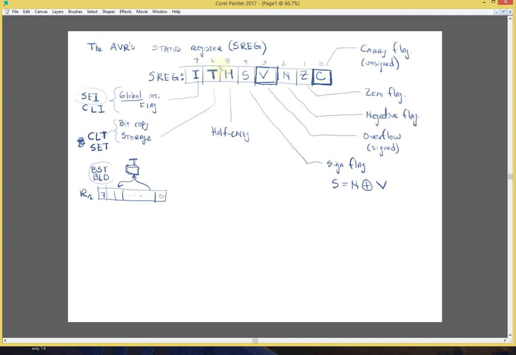The half carry flag means that whenever there is a carry or a borrow from bit position 3, starting from 0, to bit position 4 and vice versa, then the half carry flag is going to be set.